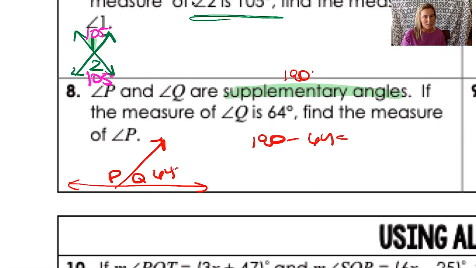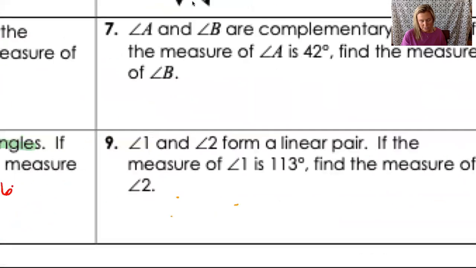Anybody want to send me the actual answer? Elder, I'm picking on you next, so get ready. All right, good. So we have 180 minus 64, which leads us to 116 is what we have left. Great job, guys. So we're gonna go back over here and do 7 and 8.